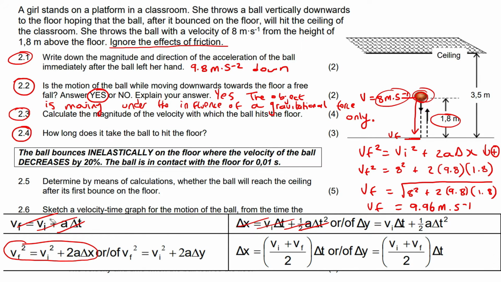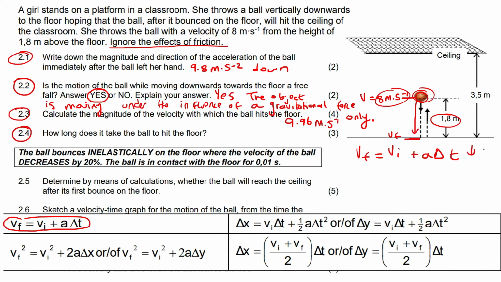Okay, so I'm just going to go straight. I mean, there's a couple formulas you could use here, but I'm just going to go straight to this one. So my first step is I write down the formula. My next step is I'll choose a direction. I'm going to stick with down as positive. Okay, now I know the final velocity we calculated as 9.96. The initial velocity is 8, and gravity will be positive. And now delta t is what we are trying to find.